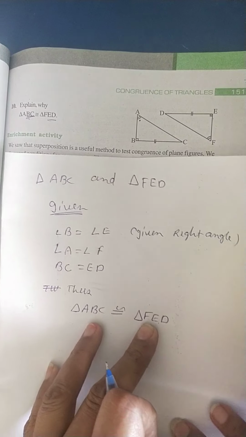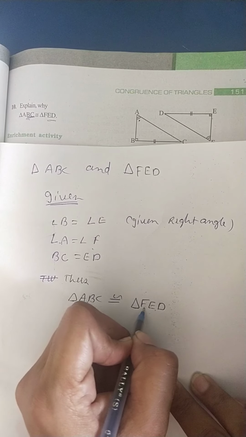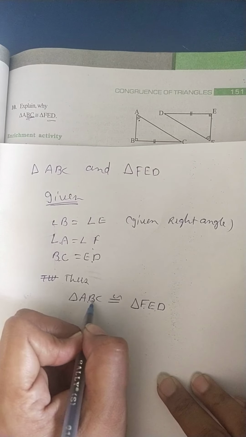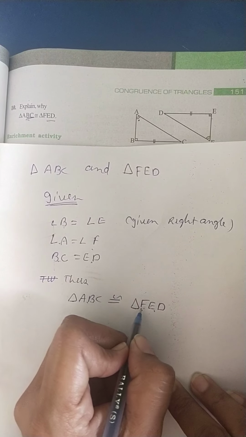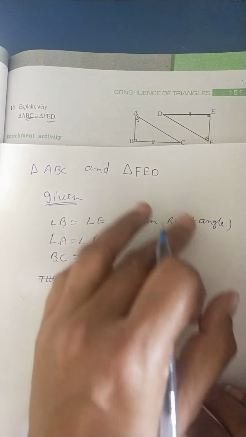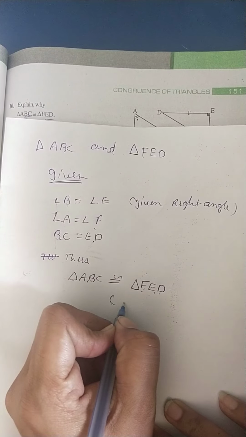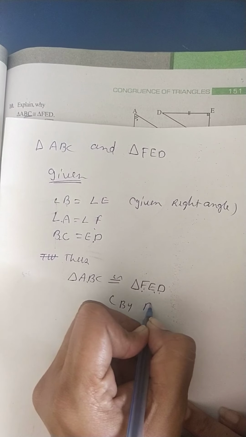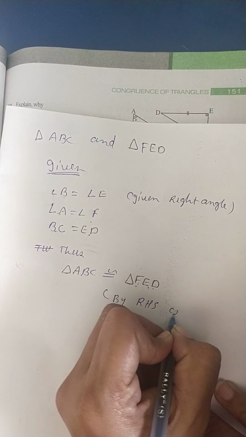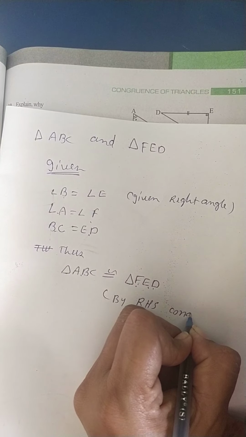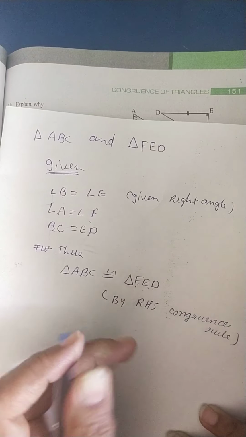Whenever you are writing the names of the triangles, you have to be careful. Whenever A is there, then F; BC, then ED; whenever B, then E. If you write EFD over here, then your whole answer will be wrong. According to which criterion? Over here you have to write by right angle, hypotenuse, side, which means the right angle triangle congruency rule or criterion, whatever.